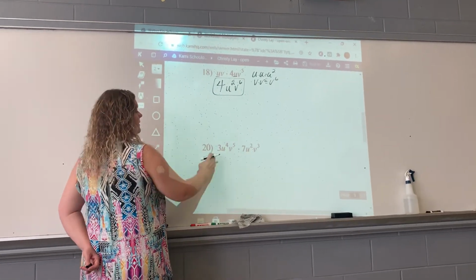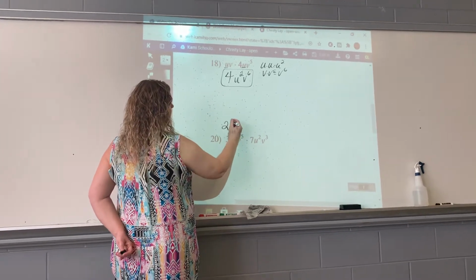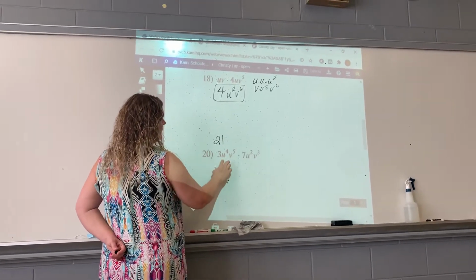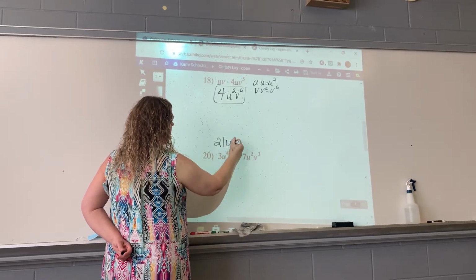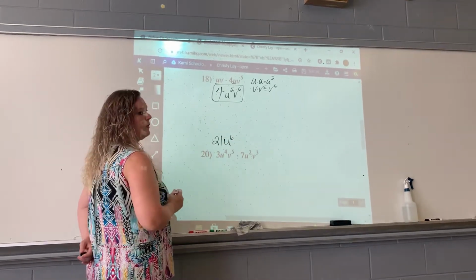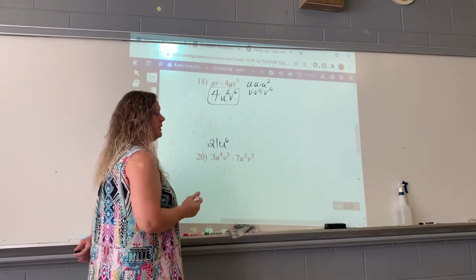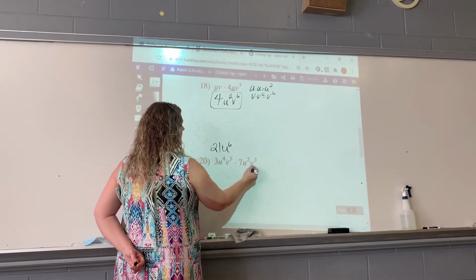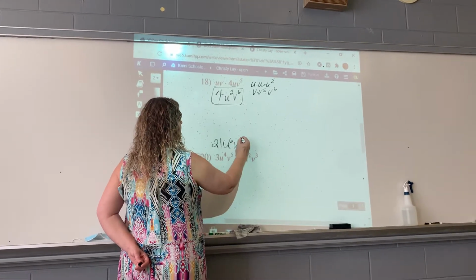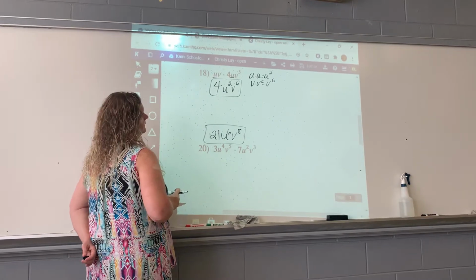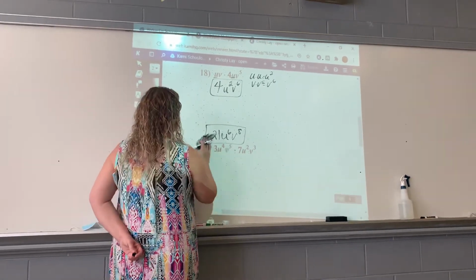For number 20, 3 times 7 is 21. U to the 4th, u to the 2nd. There's 4, 5, 6 of them, so u to the 6th. Again, remember, when you multiply with exponents, the rule is that you add your exponents. And then v to the 5th, v to the 3rd would be v to the 8th power. Okay. All right.